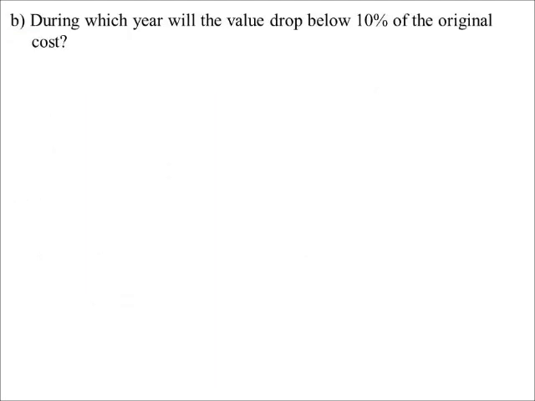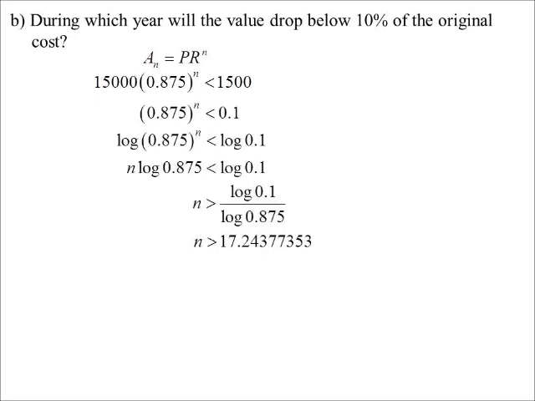During which year will its value drop below 10% of the original cost? So we want to know, there's our general term, we don't know what n is. Notice it's power of n, not n minus 1. Right? So a common mistake is to go n minus 1 because we're so used to geometric series. We want to know when that's less than the 10%, or 10% would be 1,500. So divide both sides by, what a surprise, we get 0.1 because it's 10% of the value.